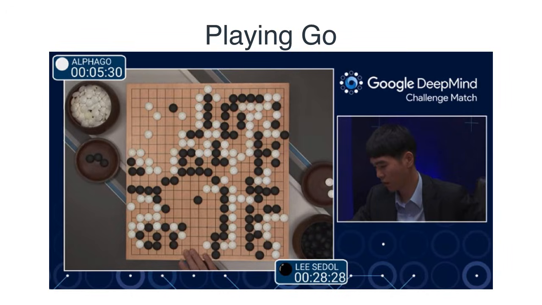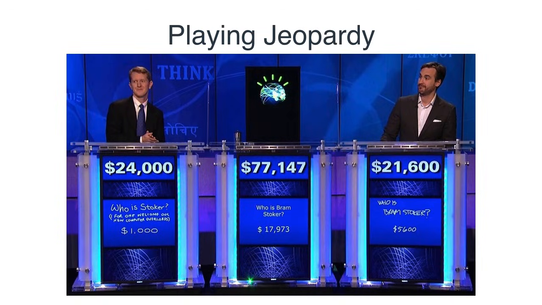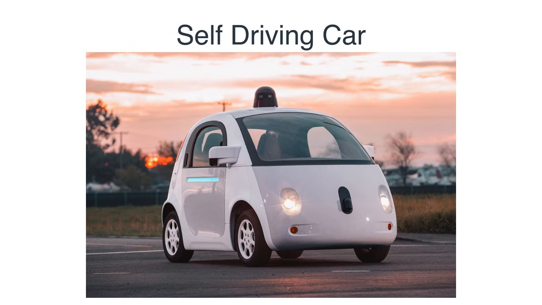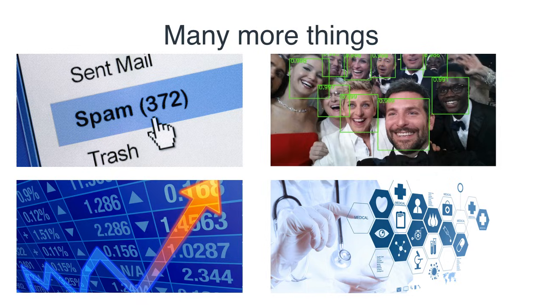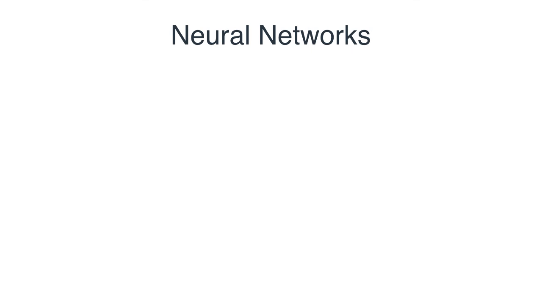This is how we solve most problems in machine learning. For example, we teach a computer how to play Go, or how to play Jeopardy, or a very, very cool application is we can teach a car how to drive itself, or many more. You can teach a computer how to detect spam mail, how to recognize faces in a picture, finance applications or medical applications, many applications in general. And at the core of all these applications is this concept that I'm going to teach you today, neural networks, which is the basis of deep learning.